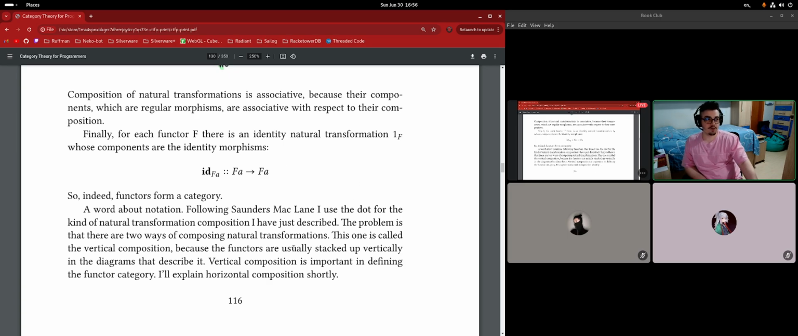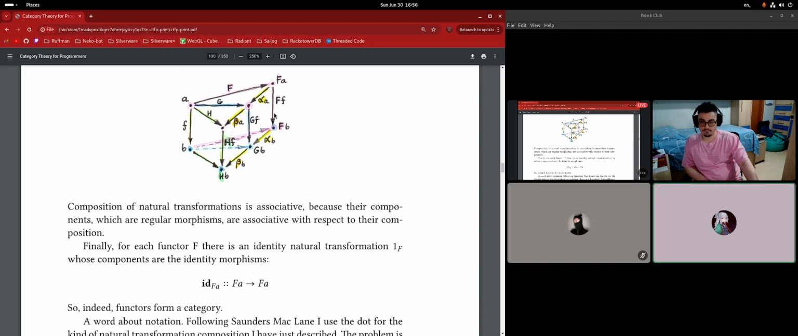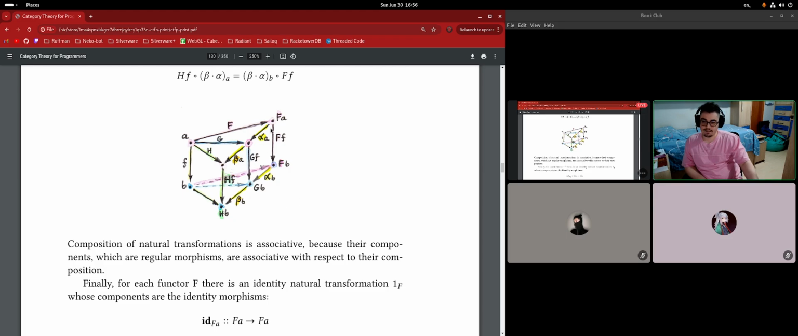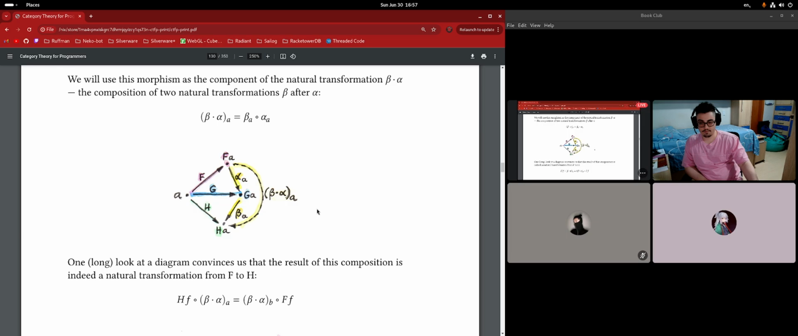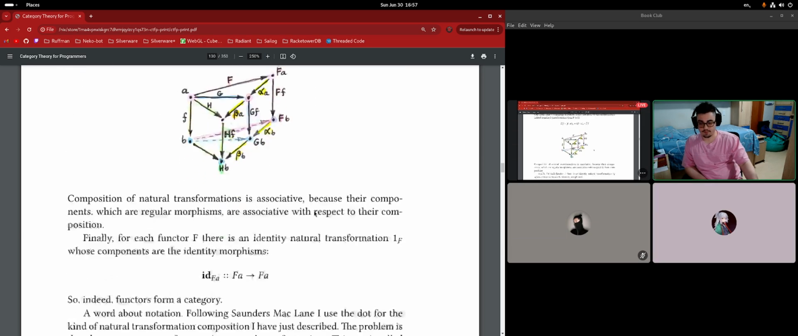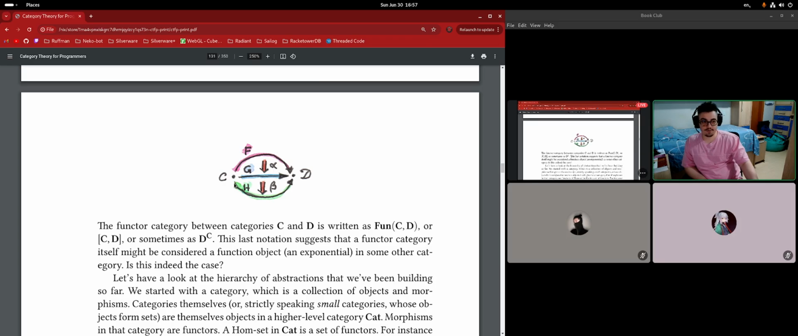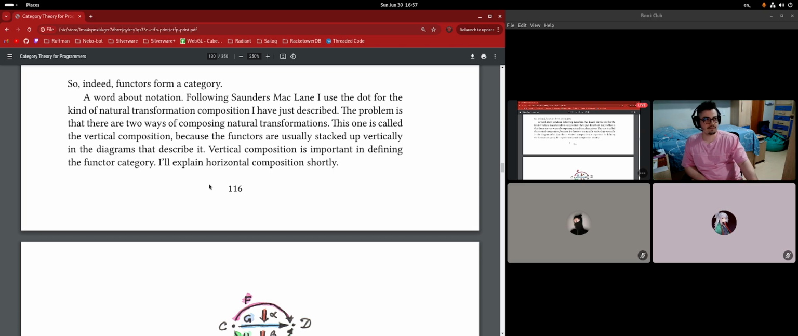Which one? Let's stop there. The one that we just saw, right? Where you just say, okay, F of A to H of A, a natural transform. So that's called vertical, because functors are usually stacked up vertically in the diagrams that they describe. But it kind of isn't, because from going to F of A to H of A, we are going horizontally. We're not doing a downwards arrow. No, you're looking at the 3D version. Go up to the 2D one. Oh, okay, going down. I see. So this is why it's called vertical. So we're going to see what it means to say they are horizontal composition.